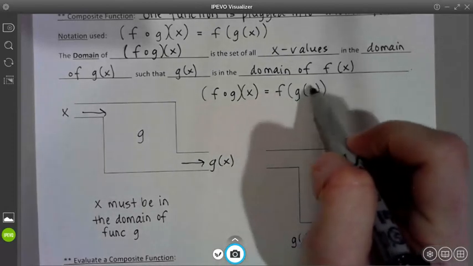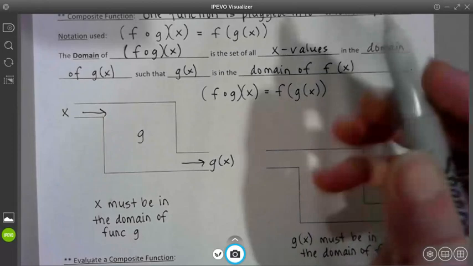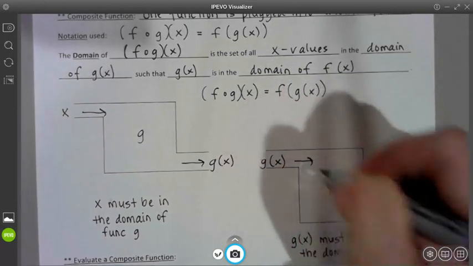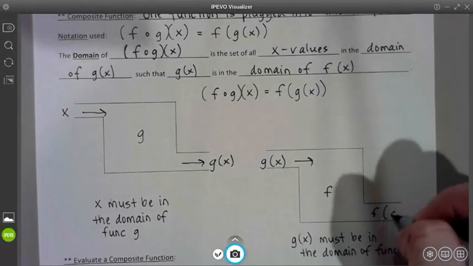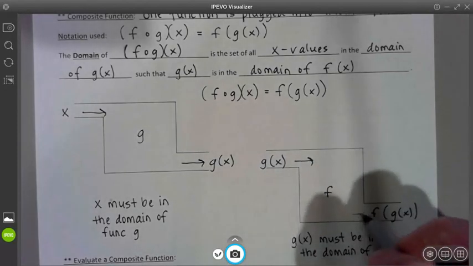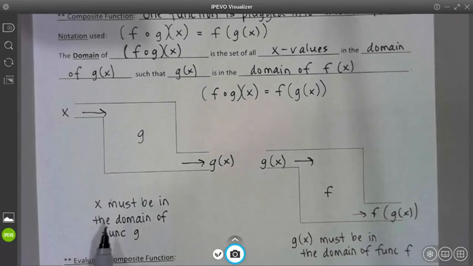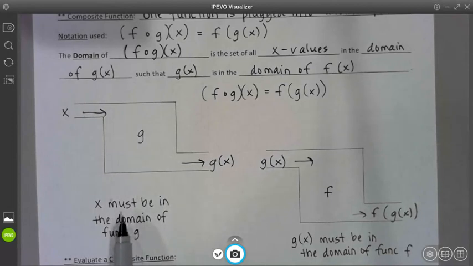So now g of x, that output, is what's going to get plugged into function f. So now g of x gets plugged into function f, and it is f of that input g of x that gets spit out, okay? So think about it. First, x goes into function g. That means x has to be in the domain of function g because that's where it all starts. X goes into function g first, so x must be in the domain of function g.